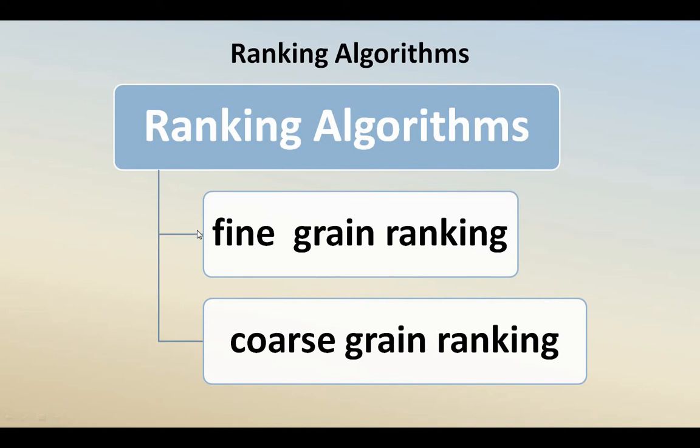the types of ranking algorithms. Here, ranking algorithms are divided into two types. Number one is called fine grained ranking. Number two is called coarse grained ranking. So what is fine grained ranking and what is coarse grained ranking? Now we are going to see. There are a lot of differences between fine grain and coarse grain ranking, and how they help us in ranking of the items, now we see.